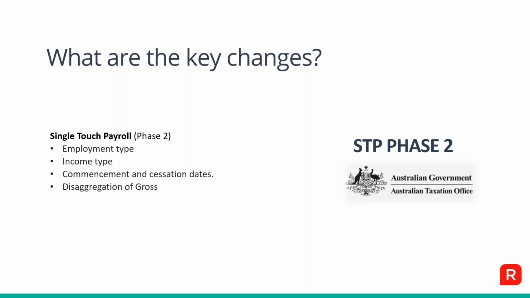The second point there is the income type. Now that's how you're paid. Take salary and wages, for example. More than 95% of people who report through STP would use this type. Now the ATO has introduced a couple of new payment types, some of which are foreign employment income, closely held employees, working holiday maker, and seasonal workers.